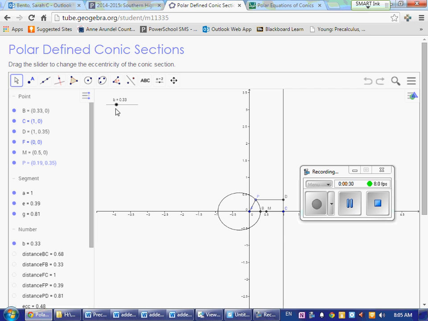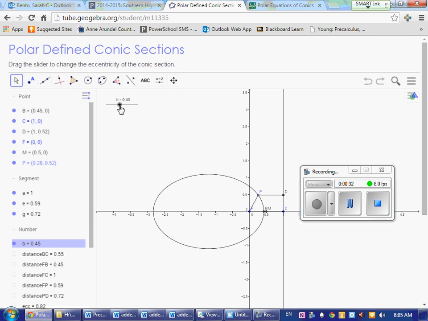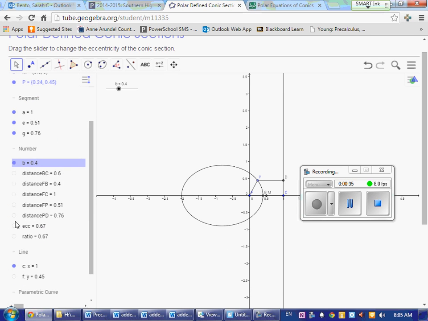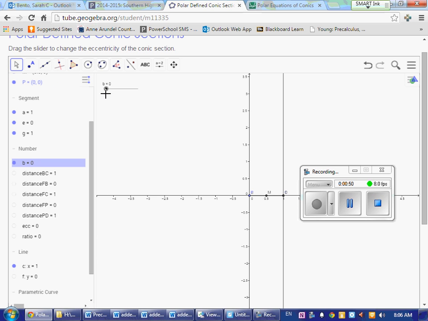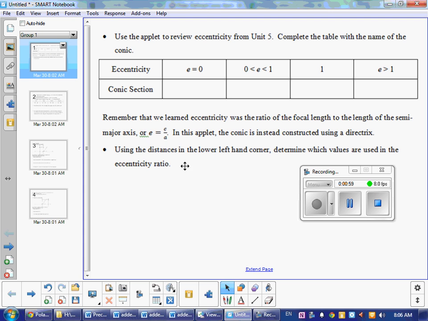So I have this slider b, and what I want you to be watching is the value for eccentricity. You guys see it off to the left here? And you see how it's changing as I slide b? So let's make eccentricity 0. Okay, what shape does it make? You might not be able to see it on here, but you guys remember this. What conic section has an eccentricity of 0? A circle. Good. So go back on your paper and write circle.